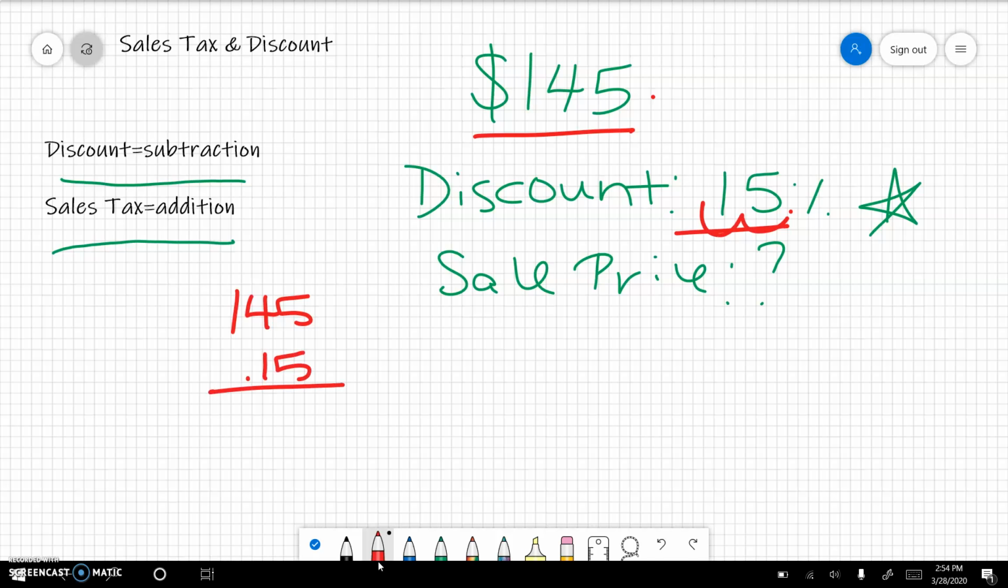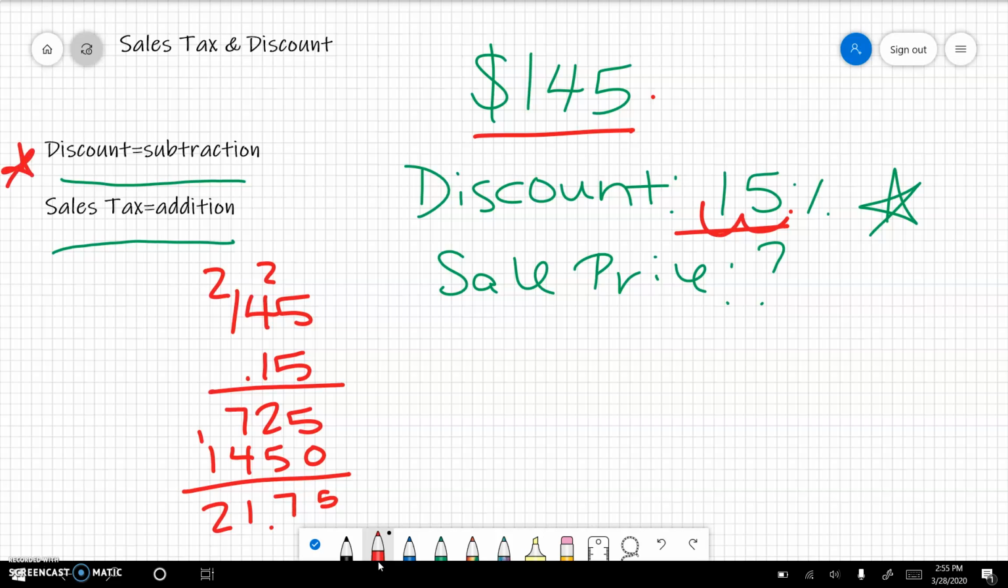So if I multiply that out, 5 times 5 is 25. 5 times 4 is 20, plus 2 is 22. 5 times 1 is 5, plus 2 is 7. I put my placeholder 0 in. 1 times 5, 1 times 4, 1 times 1. Add them up. 21.75 is what I got. So this is a discount. So right here, now I'm going to subtract.